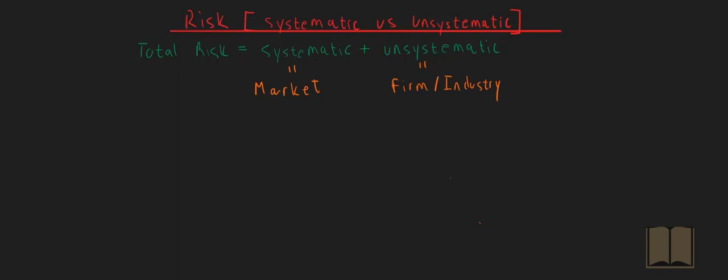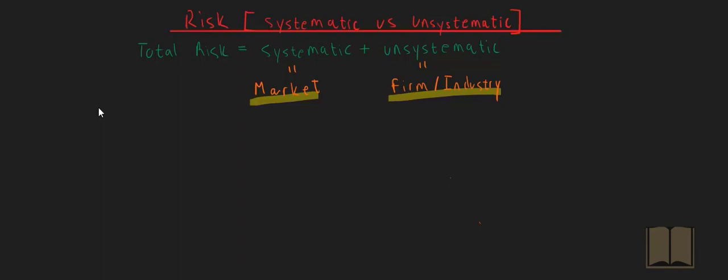Systematic risk is also known as market risk. It incorporates all factors that affect all participants in the market. So every company will be affected or has an element of systematic risk. Unsystematic risk is also known as firm or industry-specific risk, and it incorporates factors that only affect a particular firm or firms within a particular industry.